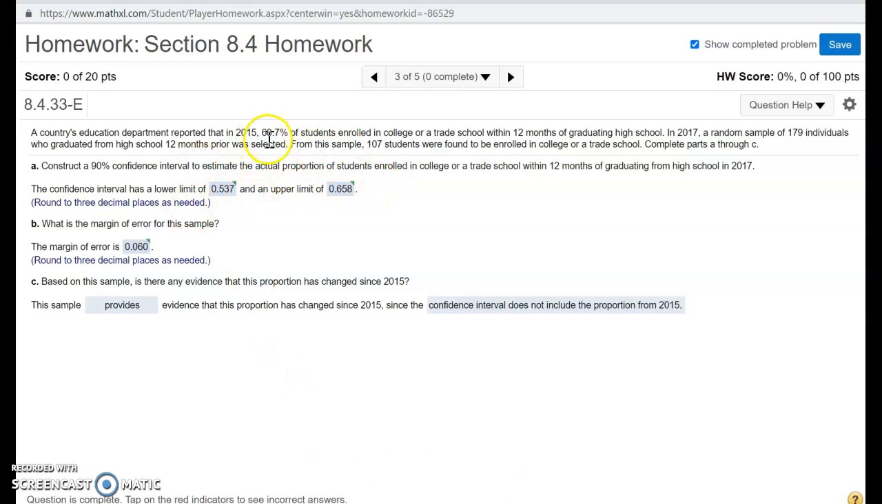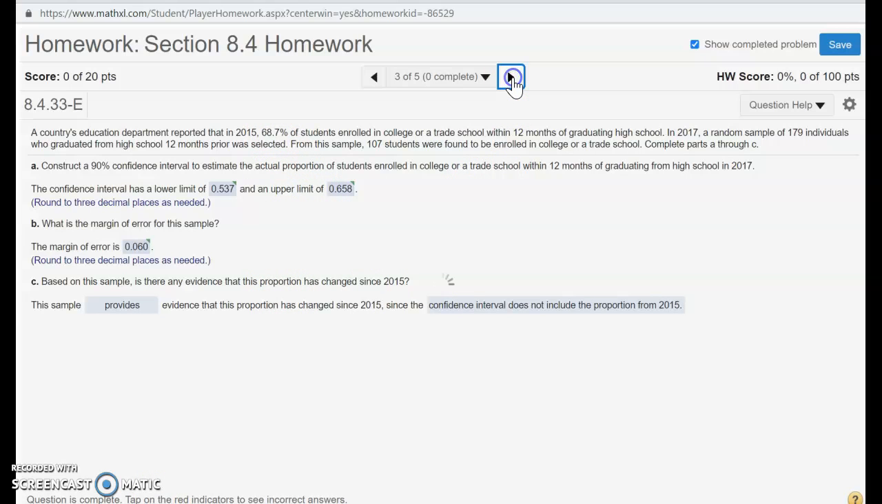Okay, now let's think about our confidence interval. Does 0.687 fall within this interval? No. 0.687, the 68.7% of students enrolled that they claimed, is above the confidence interval. So this sample provides evidence that the proportion has changed since 2015, because the confidence interval does not include the proportion from 2015, which was 0.687. So we have tested this claim and shown that it does not fall within the confidence interval.